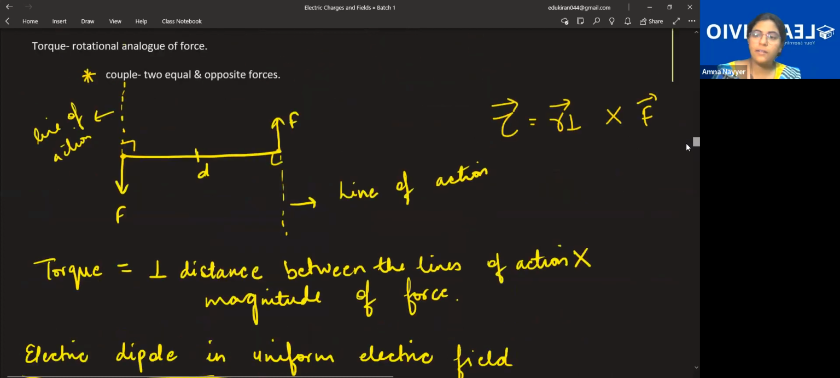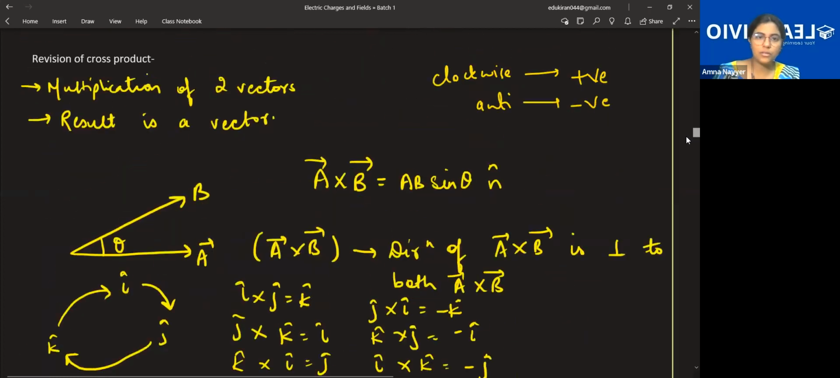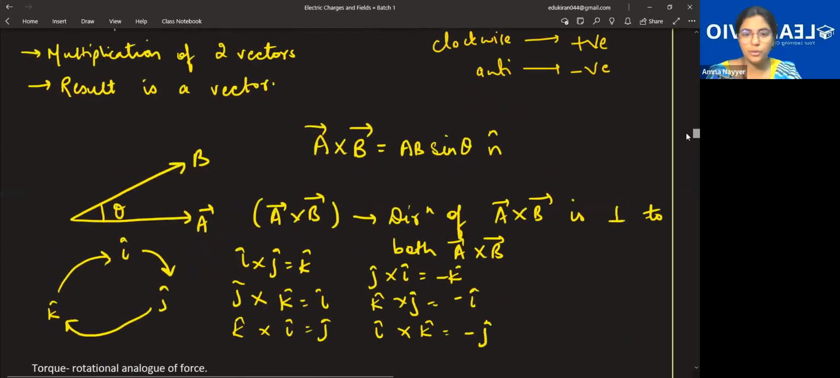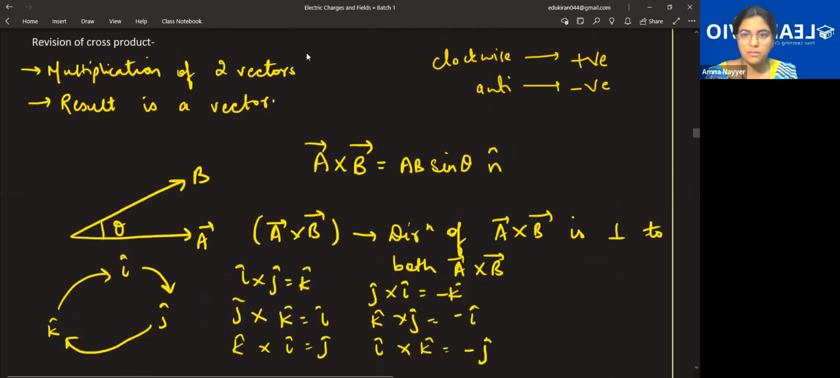Start writing, or just quickly write the revision of cross product from here so that you have the torque part easier for you when we practice the questions. Just make a note point. Just quickly write this down so that you at least have this. This is important.